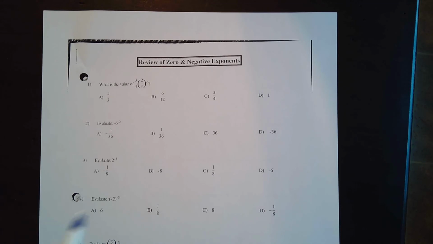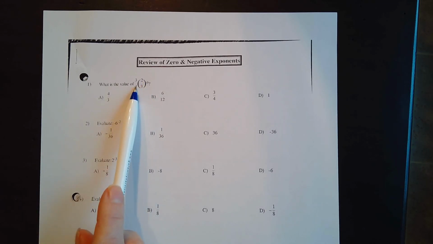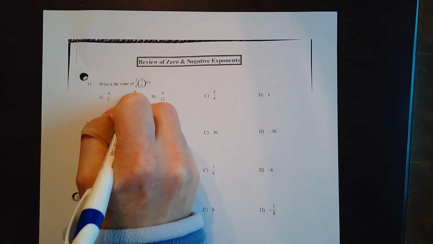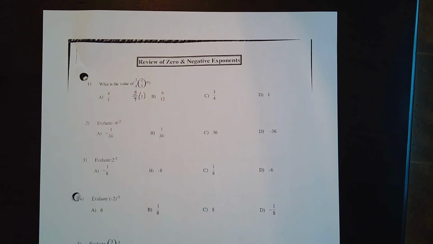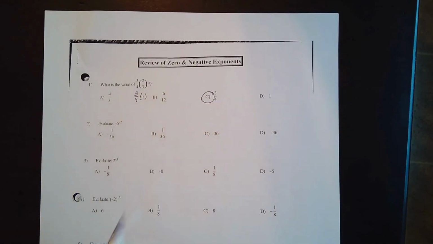Remember, according to PEMDAS, we always want to do exponents before we multiply. So we're going to take care of the exponents first. 2/3 to the 0 power. Well, anything to the 0 power is 1. So we are just going to do 3/4 times 1. And 3/4 times 1 is 3/4.